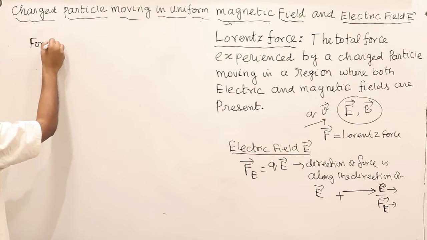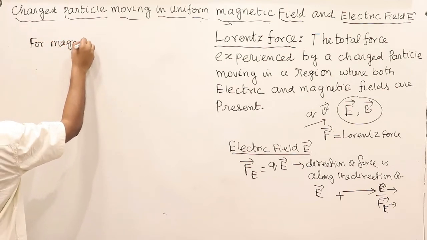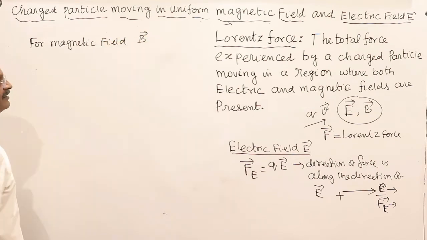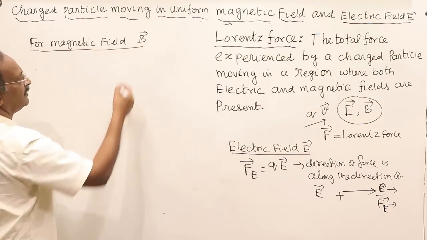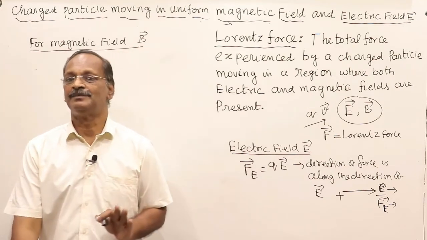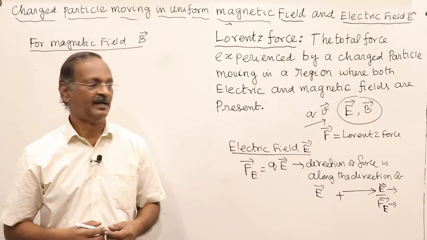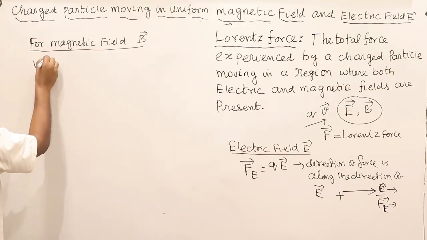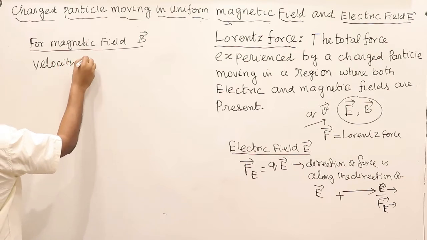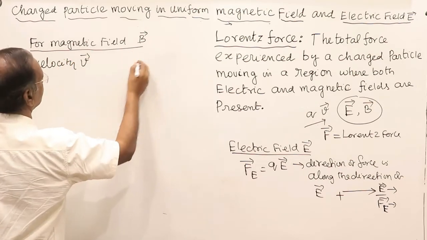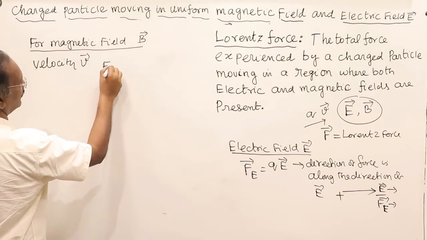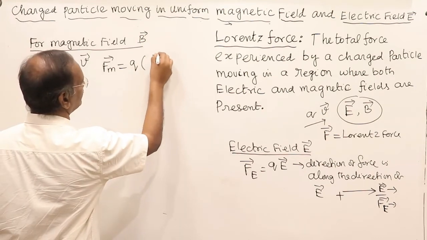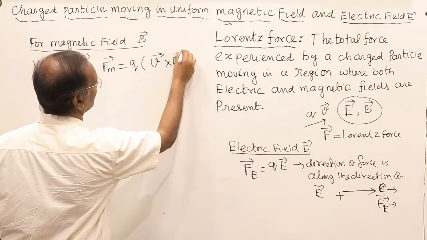For magnetic field B, if the charged particle is now moving in the magnetic field, the charge will experience a force, because the charge is moving with velocity v. The magnetic force is equal to charge into the cross product of velocity vector and magnetic field vector. This already we have seen.